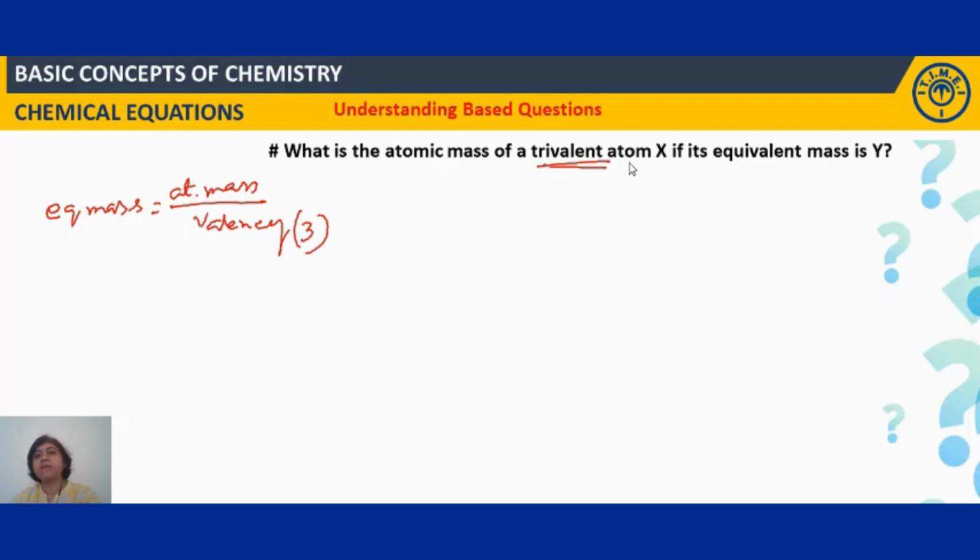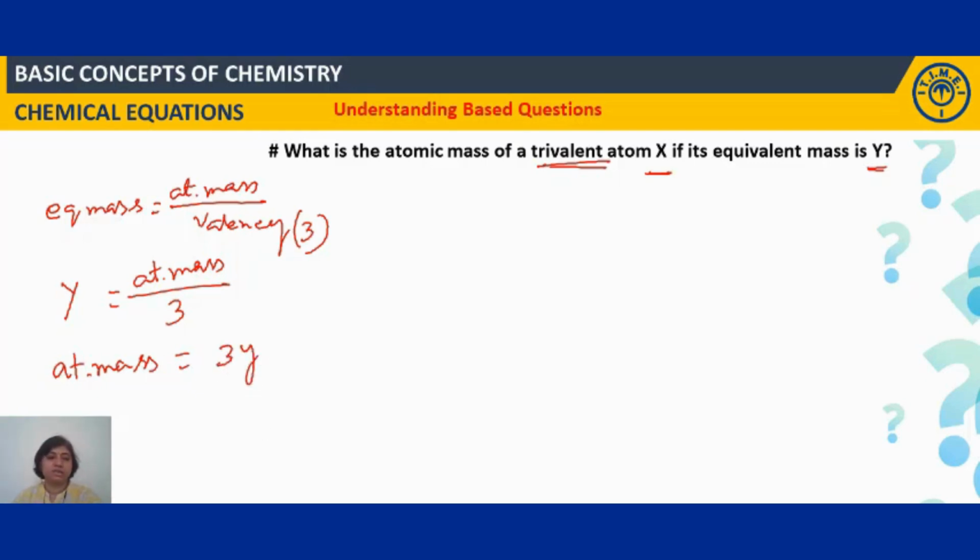What is the atomic mass of a trivalent metal atom X? The metal atom is X. If its equivalent mass is Y, its equivalent mass is given. So what is the equivalent mass? It is Y. So Y equivalent mass is equal to atomic mass divided by valency is atomic mass divided by 3. I know everybody is done with the answer. So atomic mass is equal to 3Y. Very good. So let's see the solution.